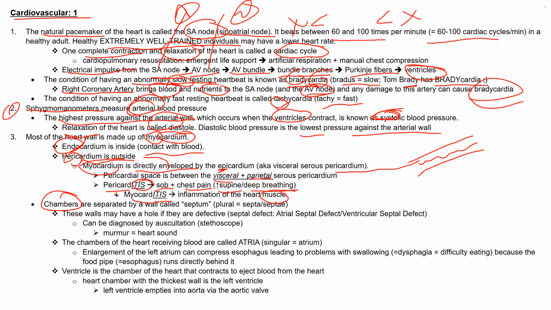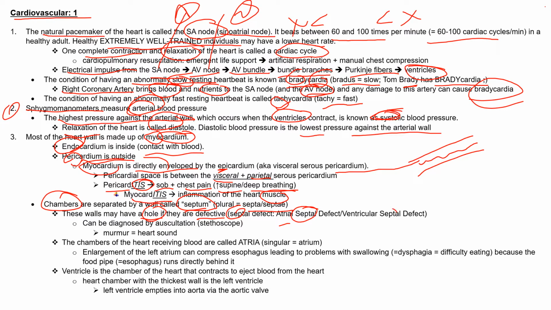So, rooms of the heart, the atria, ventricles, right atrium, right ventricles, are called the chambers, and they're separated by a wall that we call septum, plural septa, septae. And these walls sometimes have a hole that should not be there. It's not a door, it's a defect. So, for example, if the defect is in the atrium, we call it the atrial septal defect.